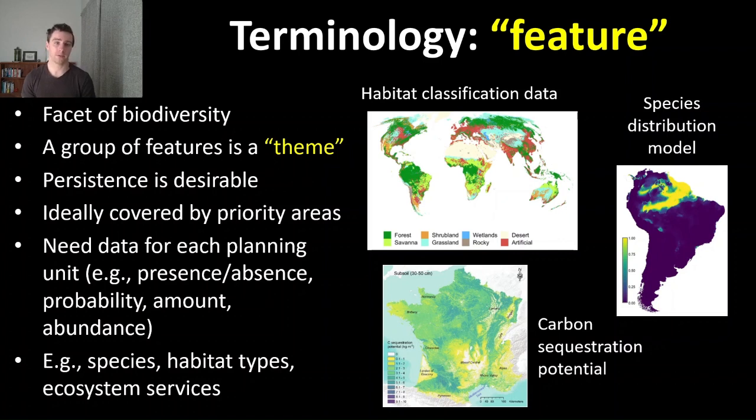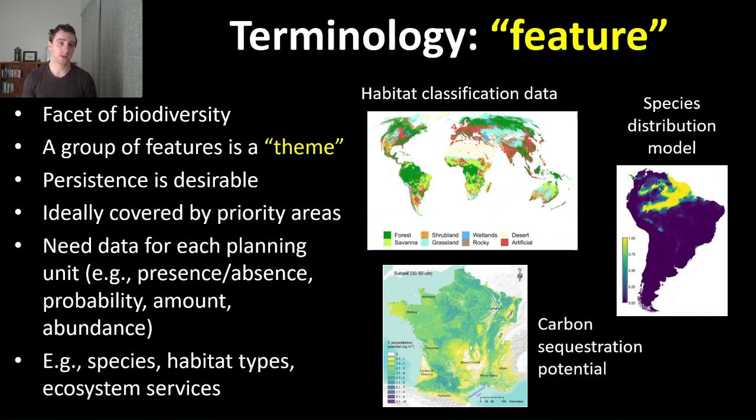A group of features is called a theme. So, for example, you might have a theme that is related to threatened species, and inside this theme, each different feature corresponds to a different threatened species. When you're thinking about what features to consider in your analysis, here are some guiding principles.